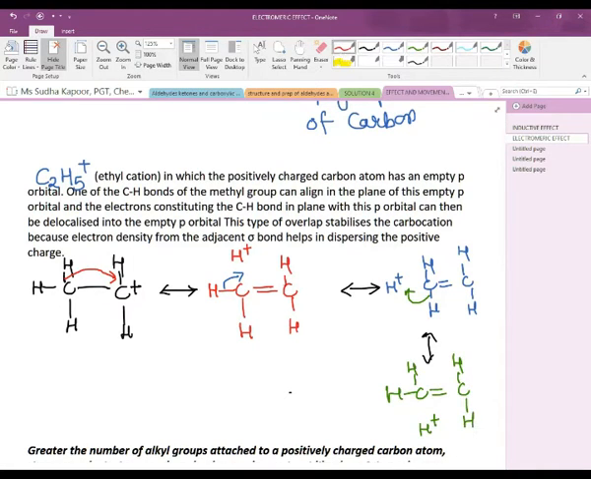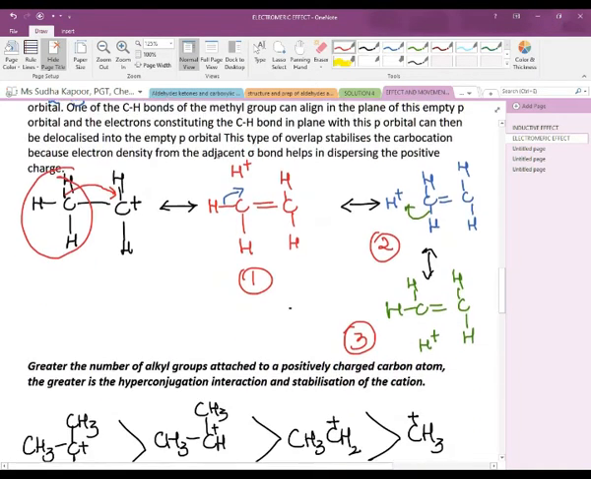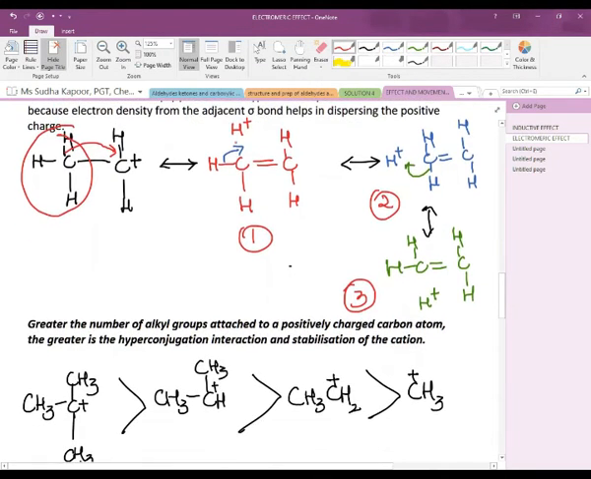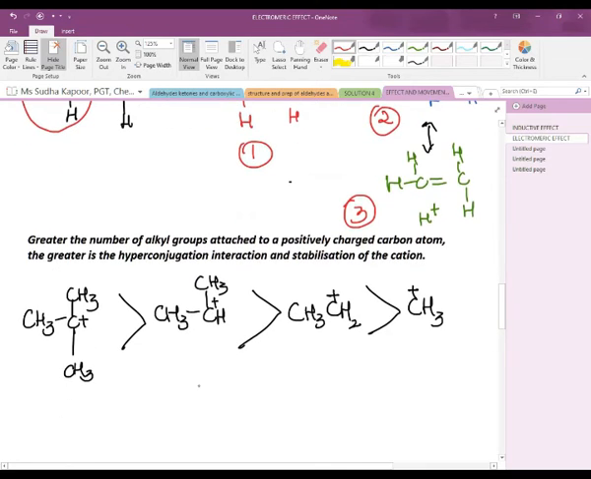So what we have seen, we have found that there are total 3 structures which are obtained in case of the ethyl carbocation. That is when one CH3 group is present. So total 3 delocalized structures can be obtained. So what will happen if the carbocation carbon is having 2 CH3? That is in case of isopropyl.